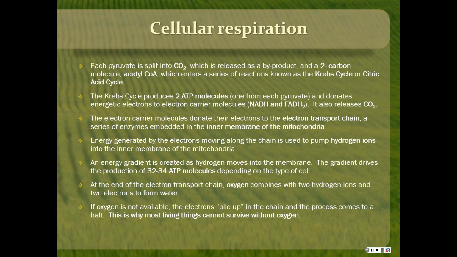And the Krebs cycle produces 2 ATP molecules and then donates energized electrons to electron carrier molecules. And then those donate their electrons to what's called the electron transport chain. It's just a little series of enzymes inside the inner membrane of the mitochondria. That's why the mitochondria in cells are called powerhouses, because this is where most of the energy is generated.